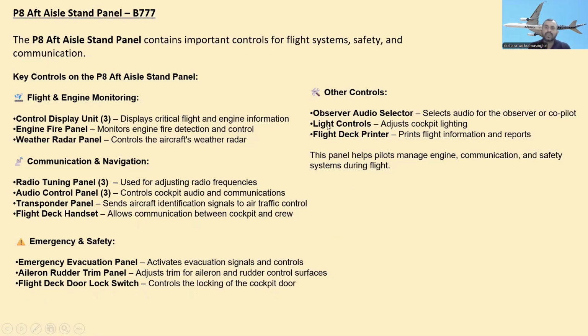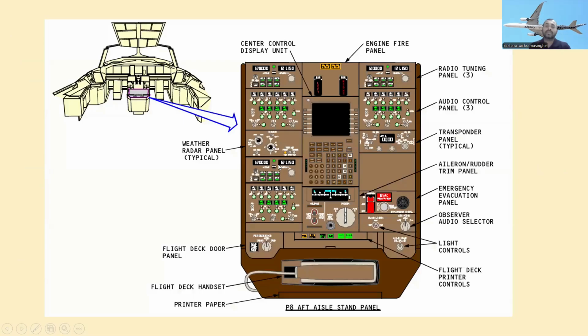Next one, other controls. The observer audio selector selects audio for the observer or co-pilot, the light controls adjust cockpit lighting, and the flight deck printer prints flight information and reports. So these panels help pilots manage engine, communication, and safety systems during flight. You can see, this is the P8 aft aisle stand panel. Just remember it is situated in this location.